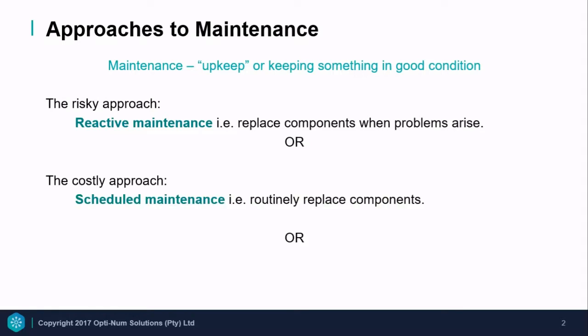Others might say, rather safe than sorry. This is the approach of scheduled maintenance, where you routinely replace components on a regular basis. This can become quite costly, even though it does prevent failures from occurring. Today we will be looking at predictive maintenance. This combines the benefits of both reactive and scheduled maintenance by allowing you to get maximum usage out of each component without increasing the risks of failures. This is done by predicting when failures will occur on each component and scheduling maintenance accordingly.